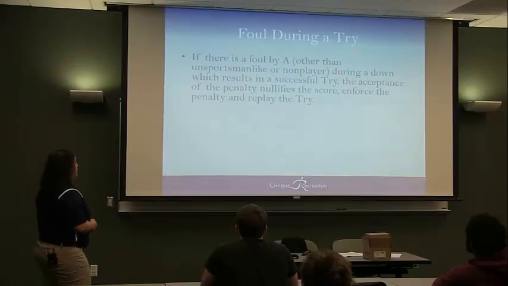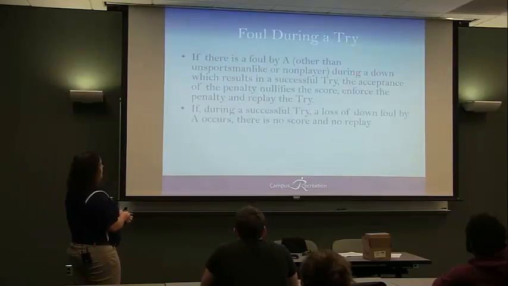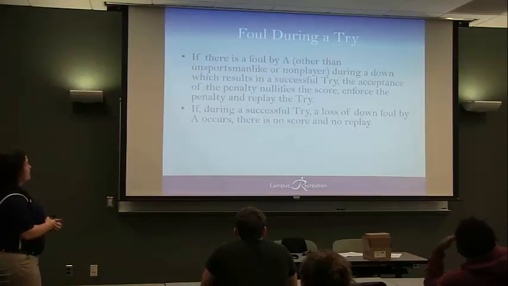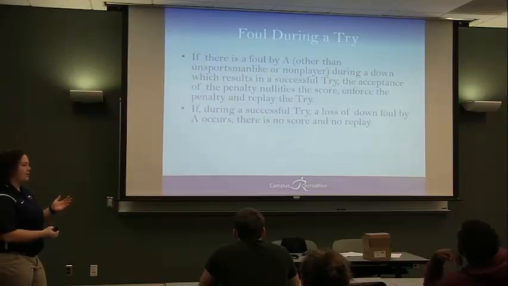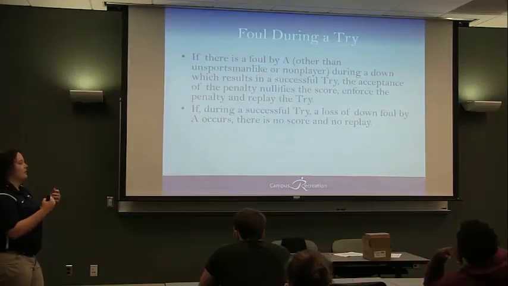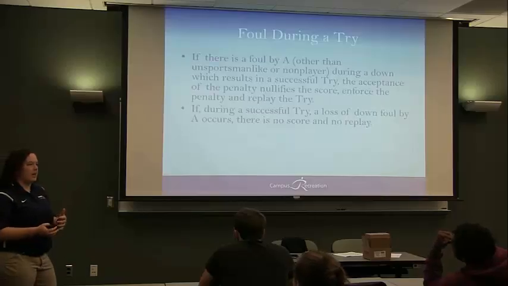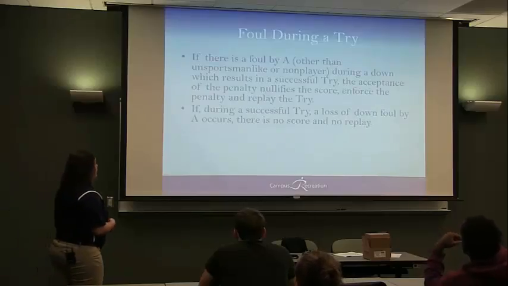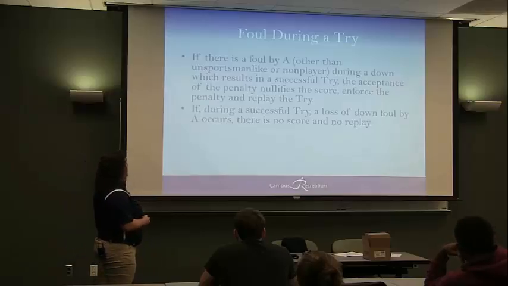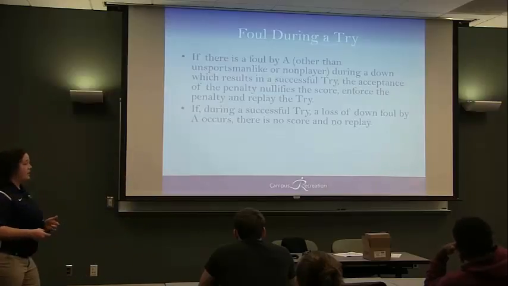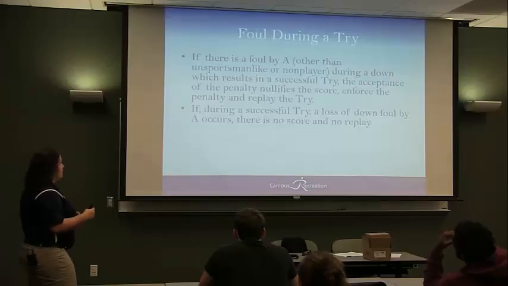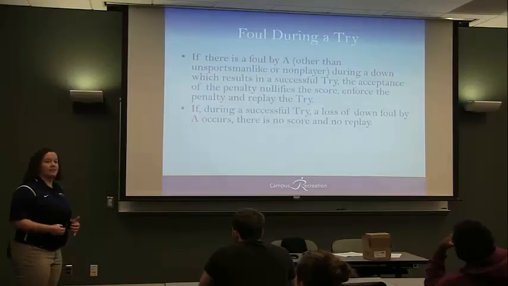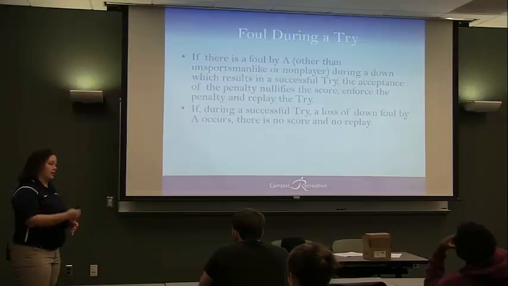There's a foul by the offensive team during the try. The acceptance of the penalty nullifies the try. So this is the same concept as a touchdown. If the offense has a penalty on them during a scoring play, whether it's a touchdown or a try, then it nullifies that try. You're going to enforce the penalty, and they'll get to retry that try, because most of our live ball penalties are replay of the down. So if the defense chooses to accept the penalty, we're going to back up the offense, and they have a retry on the end zone.